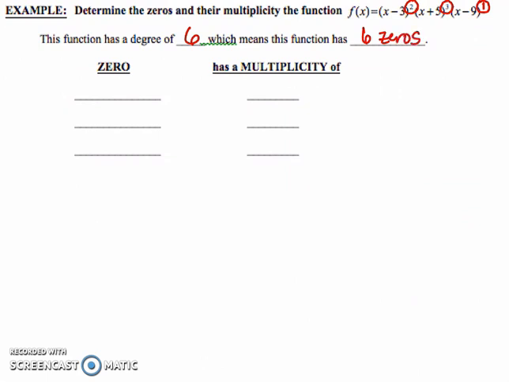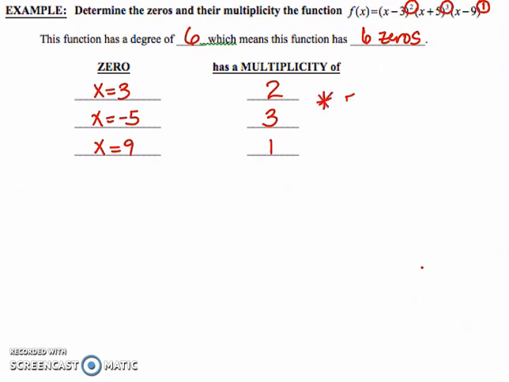However, we don't have 6 unique zeros because some of them are repeated. Okay, our 3 zeros that we're going to get are going to be x equals 3. That comes from the first factor. That has a multiplicity of 2 because it's a 0 twice. Our second 0 is going to be x equals -5. That is the solution of the second factor. That has a multiplicity of 3 because the factor repeats 3 times. And then our third 0 is going to be at x equals 9, and that has a multiplicity of 1.